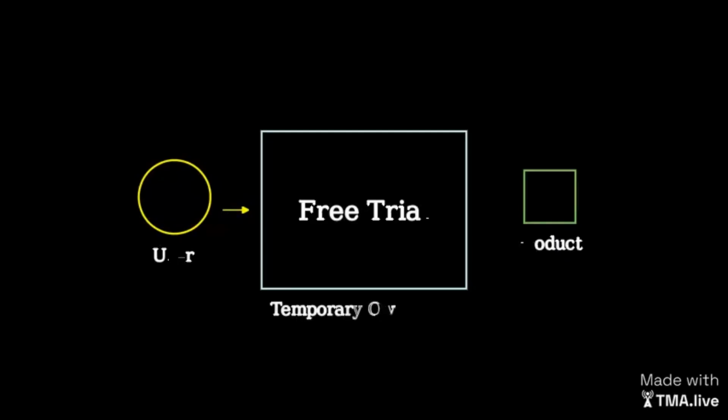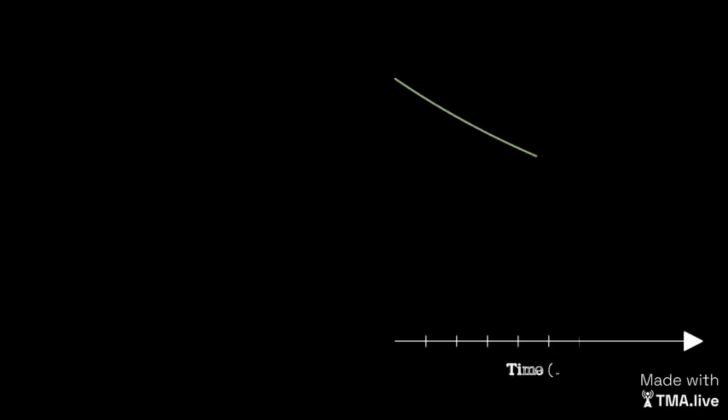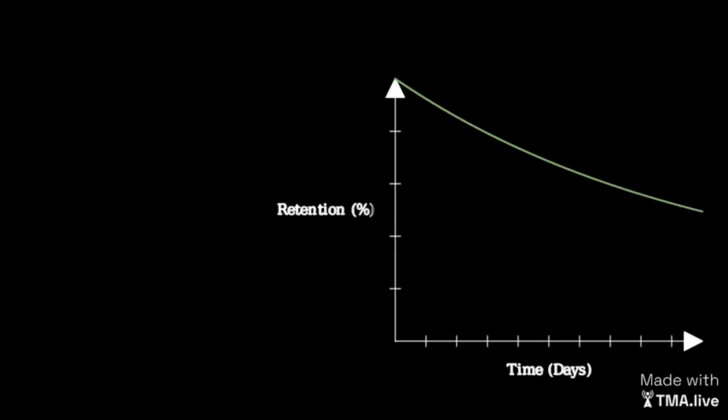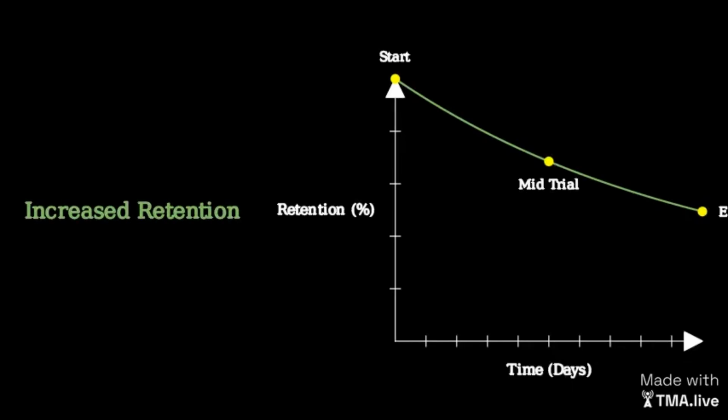Consider a free trial. When users begin a trial, they experience temporary ownership of the product. This feeling of ownership, even if temporary, triggers the endowment effect. Because of the endowment effect, users become emotionally invested in the product during the free trial. This increases their perceived value of the product, leading to higher retention rates after the trial period ends.